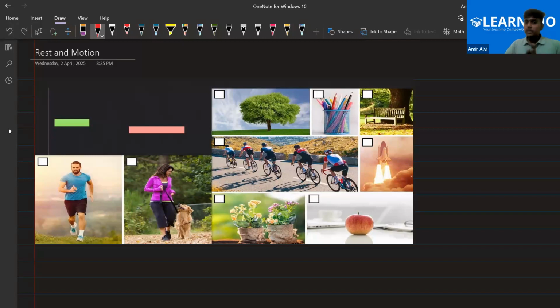First of all, I'll mark it when the object is at rest, and I'll mark it right when the object is in motion. Chakrika, please tell me whether this is in motion or at rest. Rest. That means it's a cross. Next one. Rest. This one. Rest. This one. Motion.